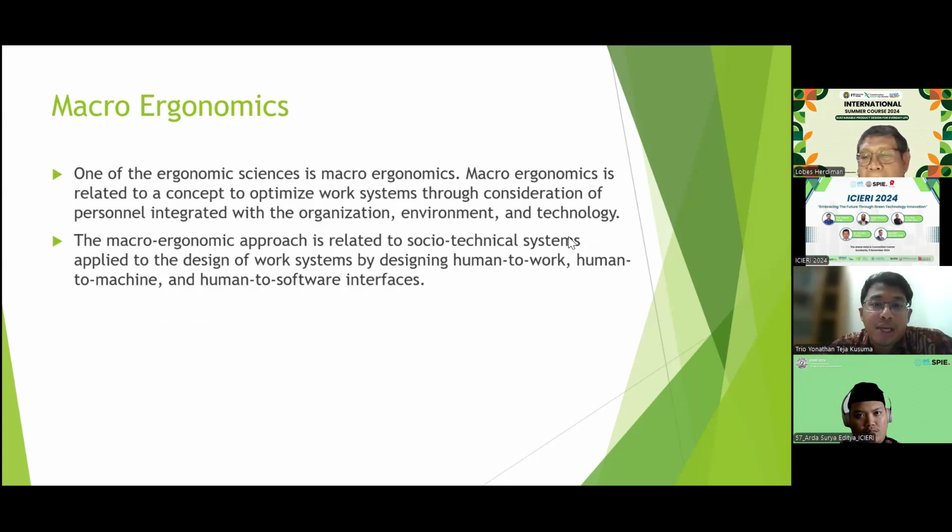Macroergonomics is one of the ergonomic sciences. It is related to the concept of optimizing the work system through consideration of personnel integrated with the organization, environment, and technology. The macroergonomic approach is related to socio-technical systems, applied to designing the work system by designing human-to-work, human-to-machine, and human-to-software interfaces. So this is the position of macroergonomics.